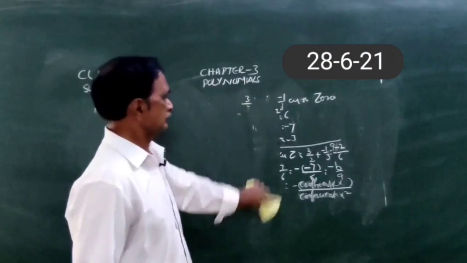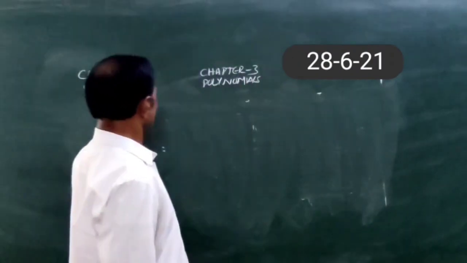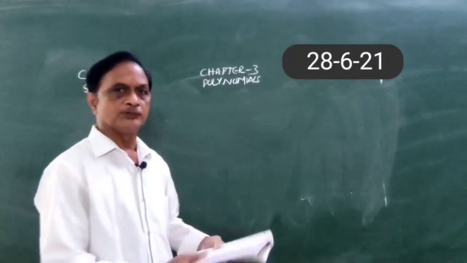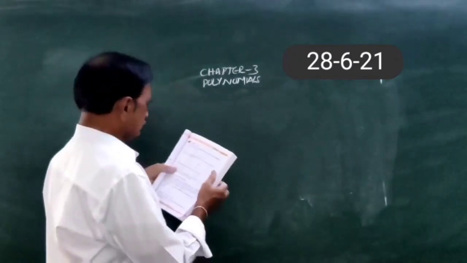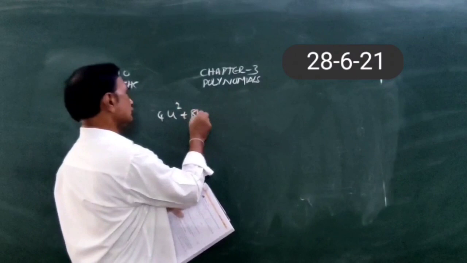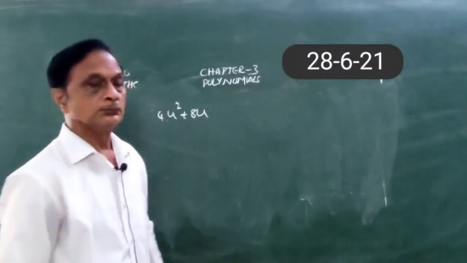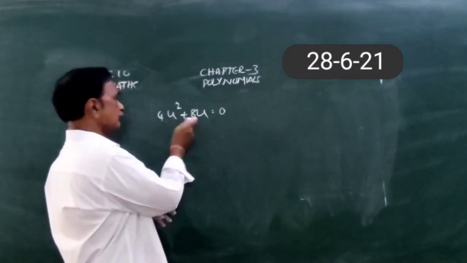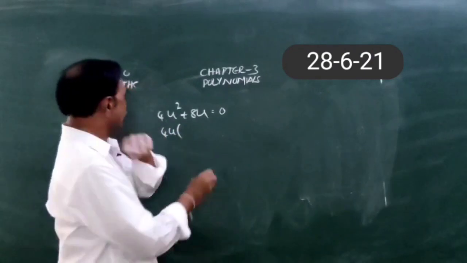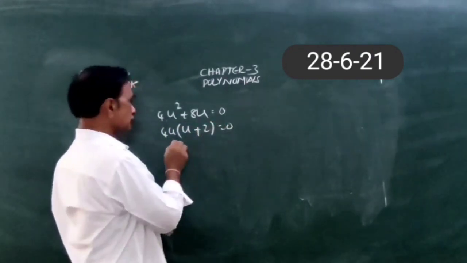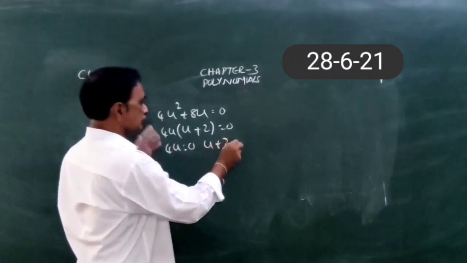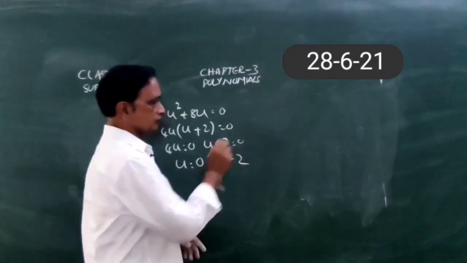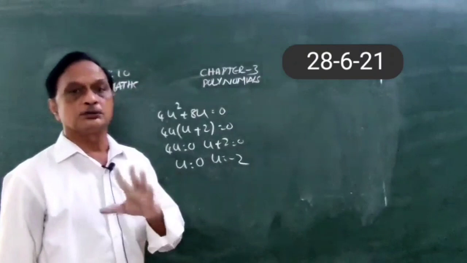Now, for the remaining problems, I will find the zeros and you complete the remaining part. That means you try to verify the relation between the zeros and the coefficients. So 4u square plus 8u equal to 0. From these two, you can take 4u as common. 4u into u plus 2 equal to 0. 4u equal to 0, u plus 2 equal to 0. u equal to 0 by 4, which is 0. u equal to minus 2. So 0 and minus 2 are the zeros.